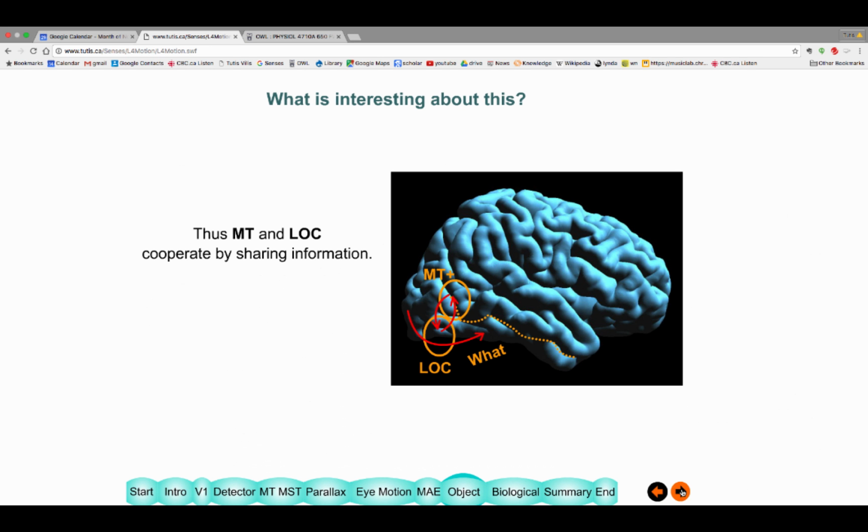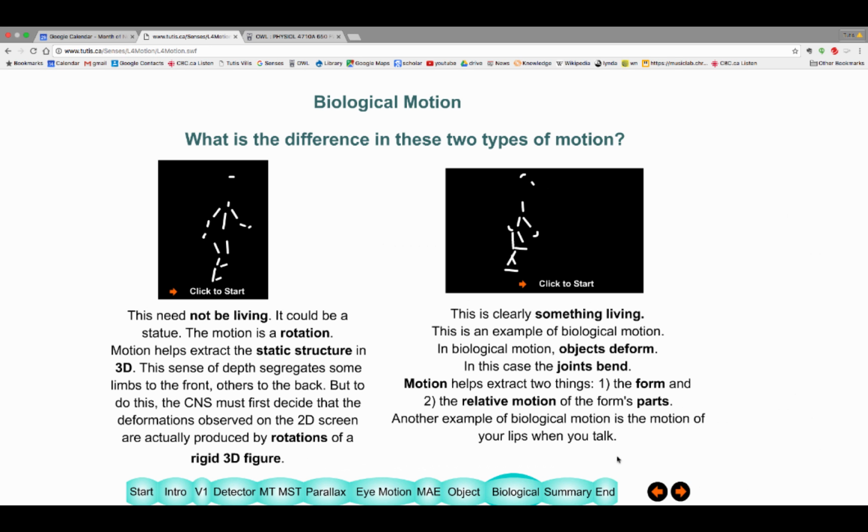Okay, so we see that MT and LOC are feeding signals to each other. One to tell you which parts of the object should be bound together and made into an object, and the other telling you perhaps something that's an object is moving back and forth. Okay.